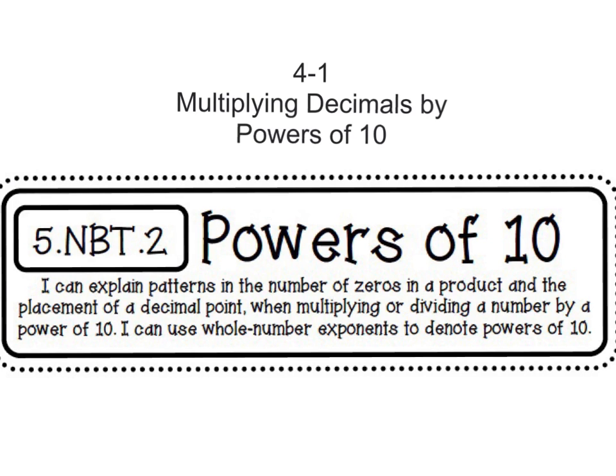So here's our standard, and our standard is 5.NBT.2, and we're working with powers of 10, so I can explain patterns in numbers of zeros and products and the placement of a decimal point when multiplying or dividing a number by a power of 10. So that's what we're focusing on, the placement of a decimal point when multiplying by a power of 10.